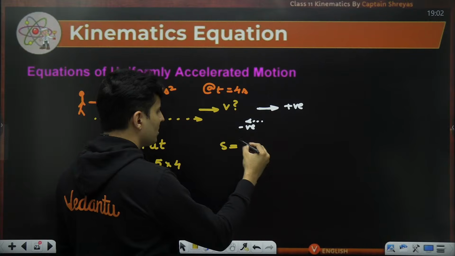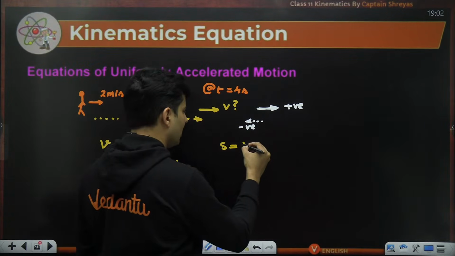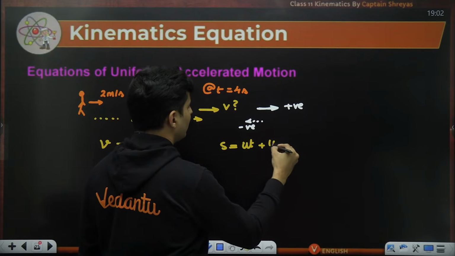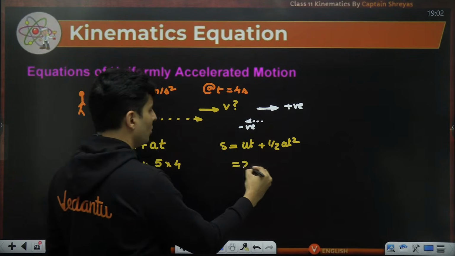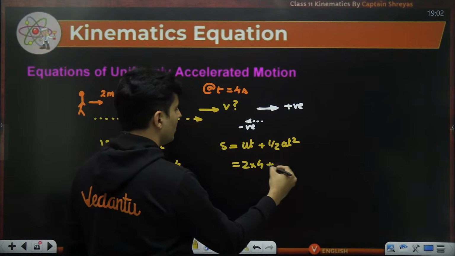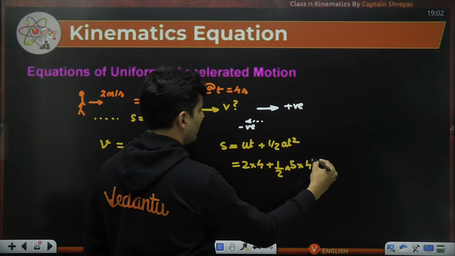Most likely I can use ut plus half at square, or v square is u square plus 2as. It is one and the same thing. So if I use ut plus half at square, initial velocity is 2, the time taken is 4, plus the acceleration is 5, and the time taken is 4 again.